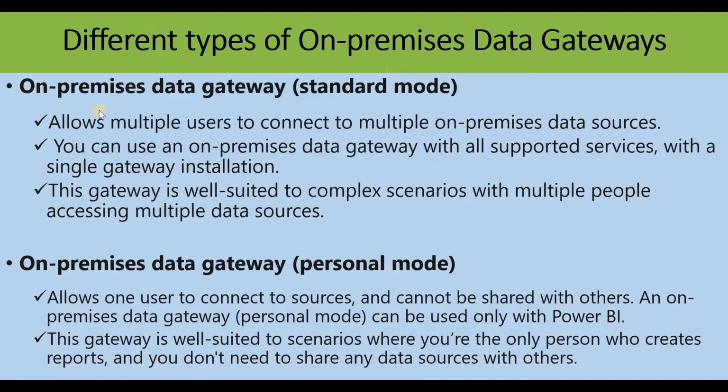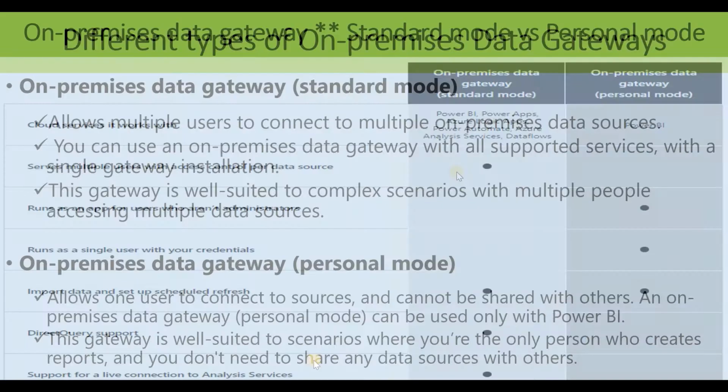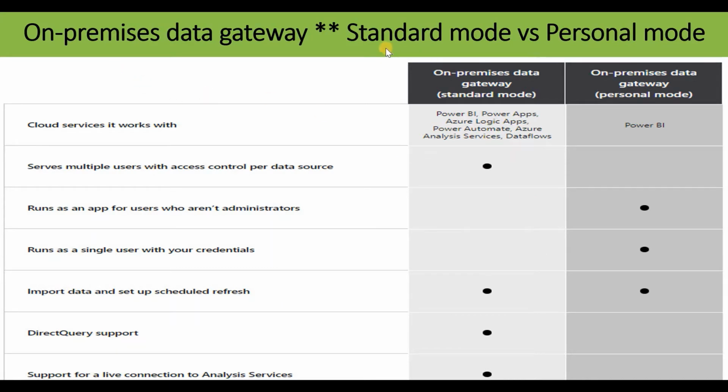There are two types of on-premises data gateways. One is the standard mode and the other is the personal mode. Standard mode allows multiple users to connect to data sources. A single gateway installation is enough, well suited to complex scenarios with multiple people accessing data sources. On-premises data gateway personal mode allows only one user to connect to data sources. It cannot be shared. Well suited for scenarios where there is only one person who creates reports, then you don't need to share the data sources with others. So these are the features of standard mode and personal mode.